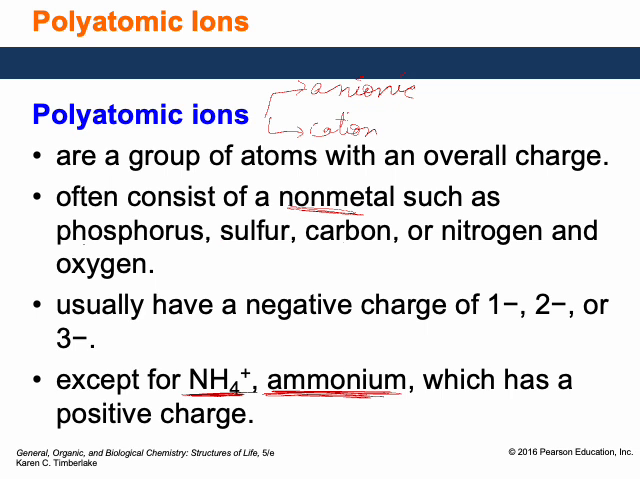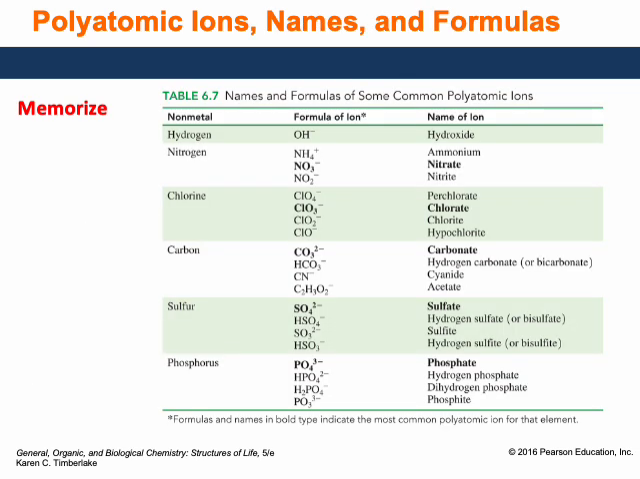It consists of two different types of atoms, nitrogen and hydrogen. It consists of one nitrogen and four hydrogen atoms combined together and has a charge of +1. That's why it is a cation. This is showing you some other examples of polyatomic ions. You can see most of those are negatively charged, except for this one, ammonium, which is positively charged. So you need to memorize these. You should know which ion is what.